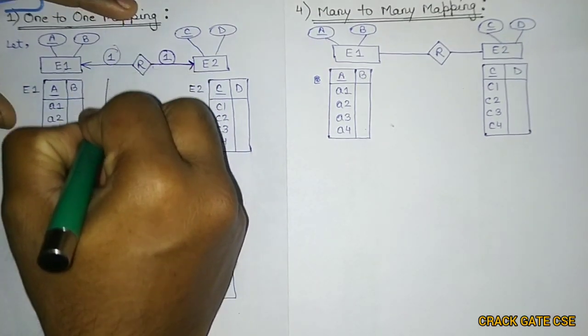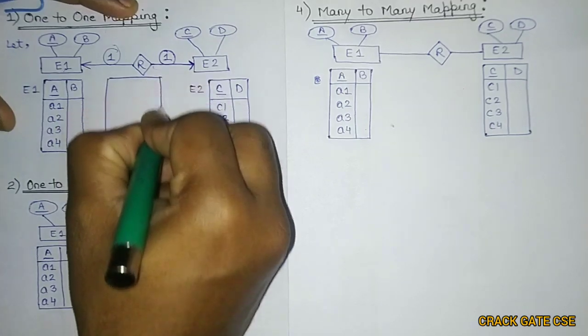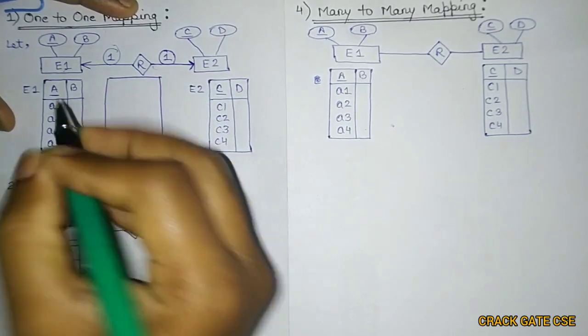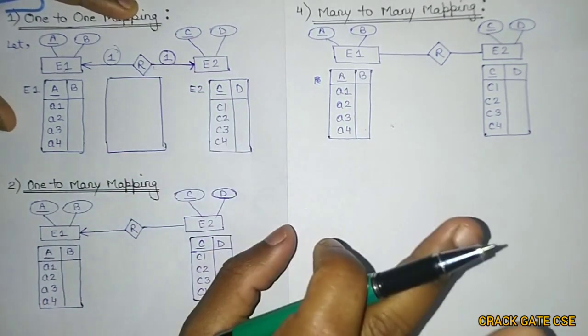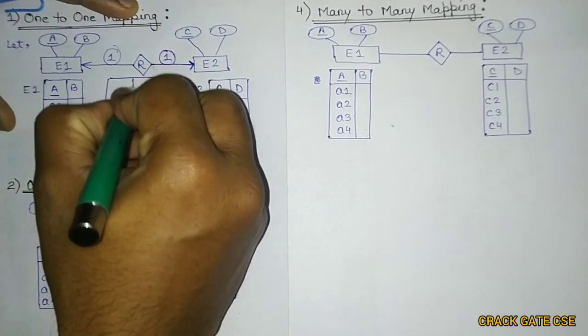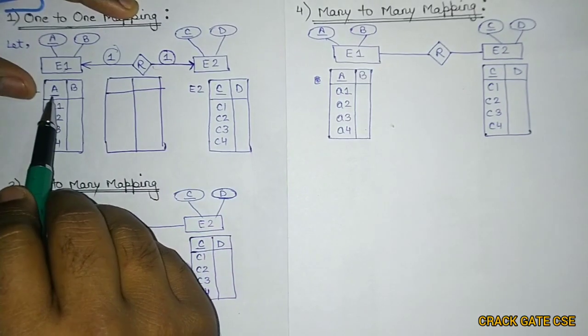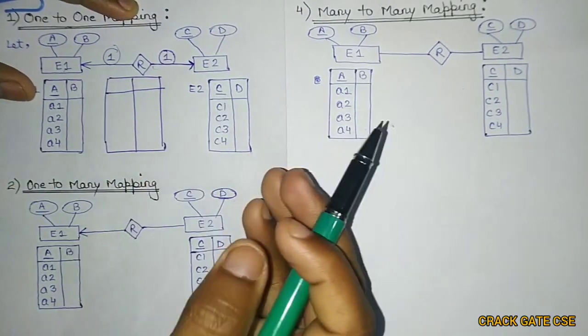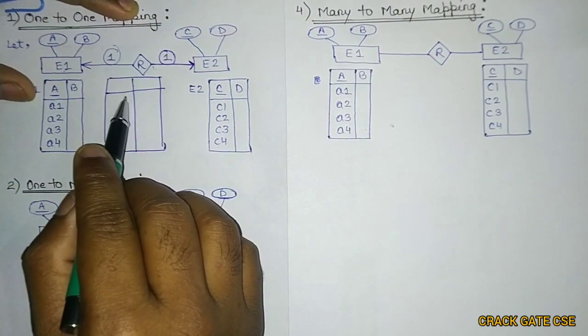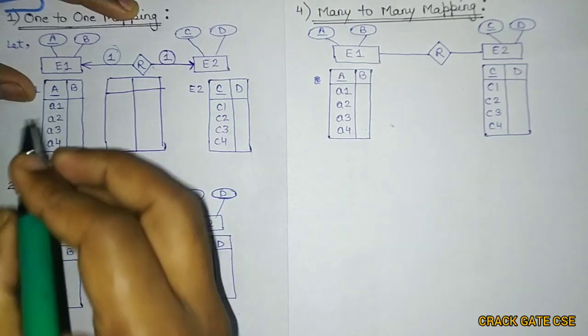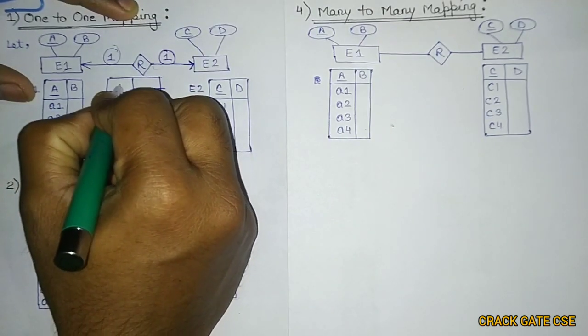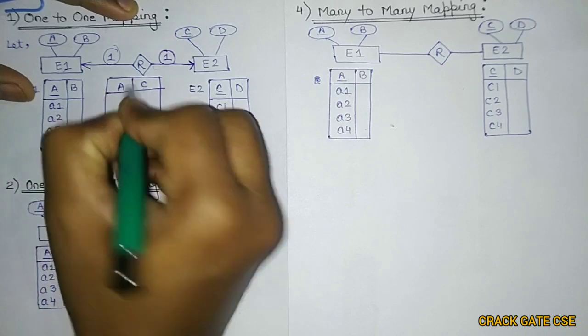So what is the meaning? Let's try to understand this with the help of this table. E1 and E2 tables are given. Now I have to form the table for this particular relationship set. I already told you that the key of both the entities will participate in the relation. So A and C will be taking part in the relation. Here it will be A, here it will be C.